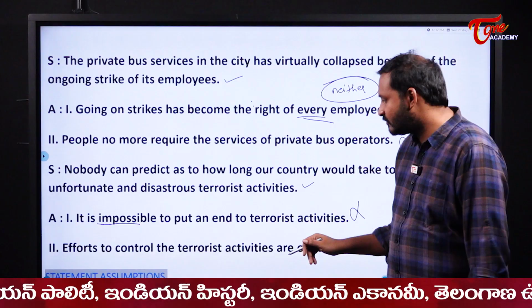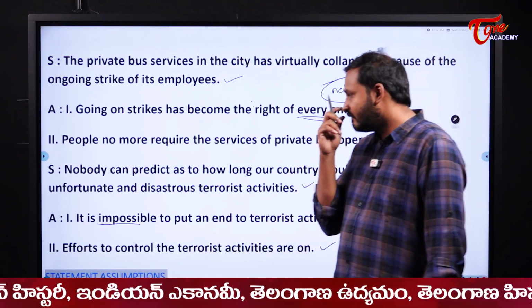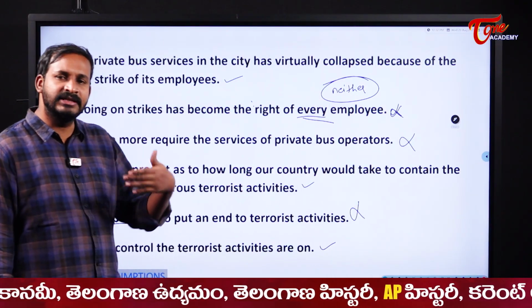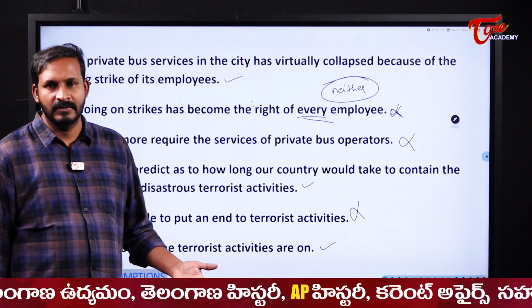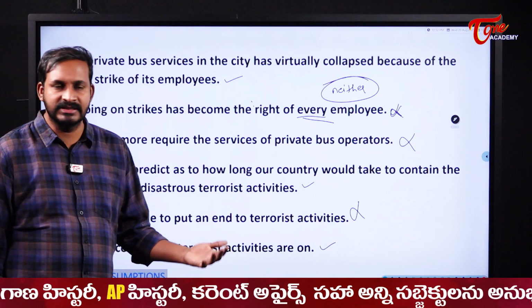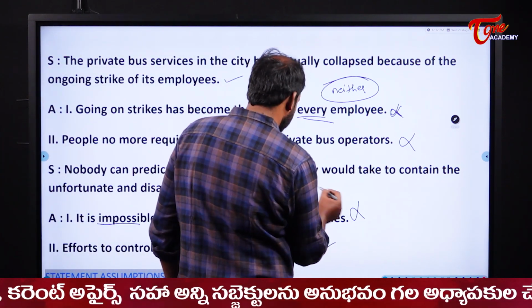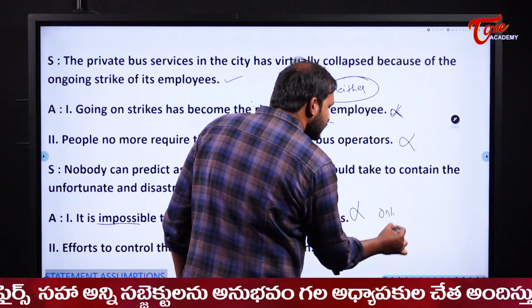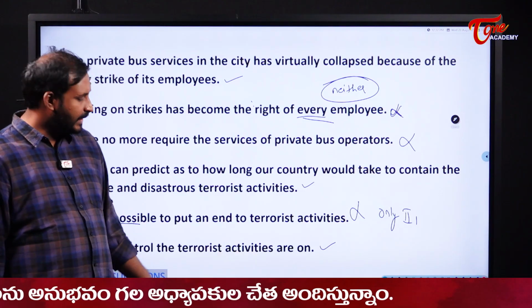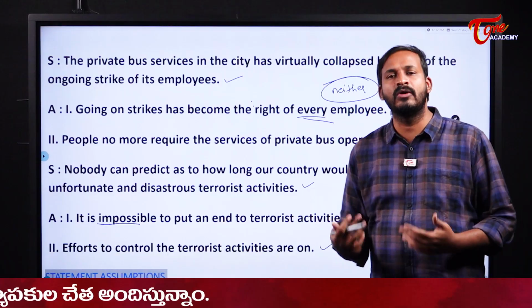Next one. "Efforts to control the terrorist activities are on." Yes. That is the reason we can say that one. Yes, they are on. That is the reason it is taking some time. Efforts are being put to contain these terrorist activities. So definitely that is correct. So here our answer becomes only the second assumption is implicit for us here. Efforts are put here. That is the reason it will be taking some more time.